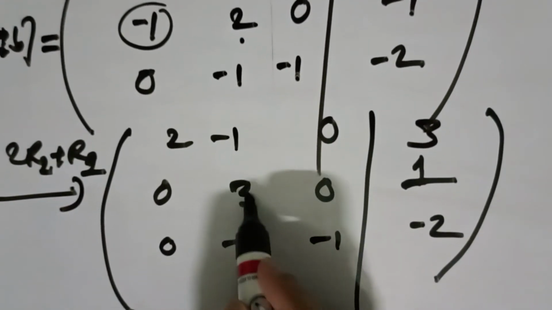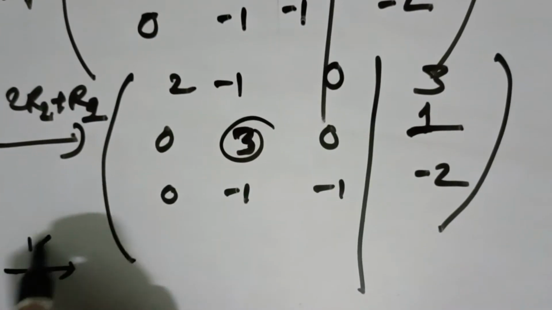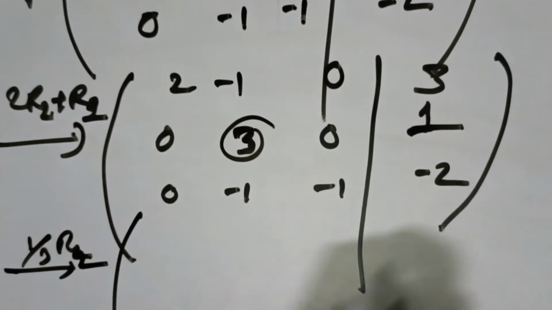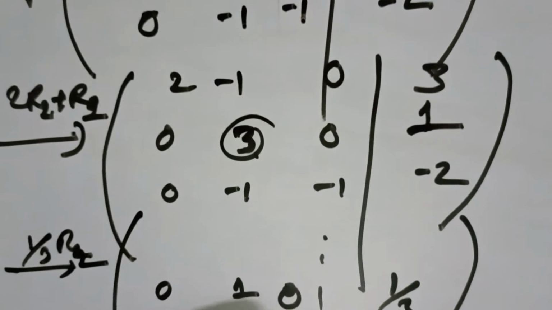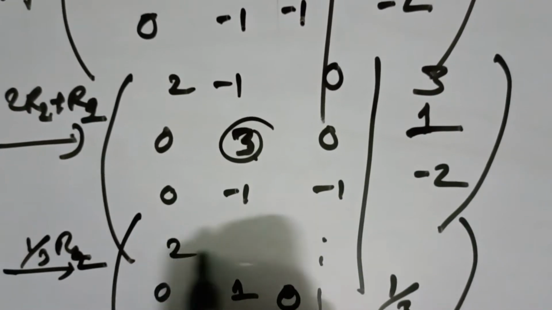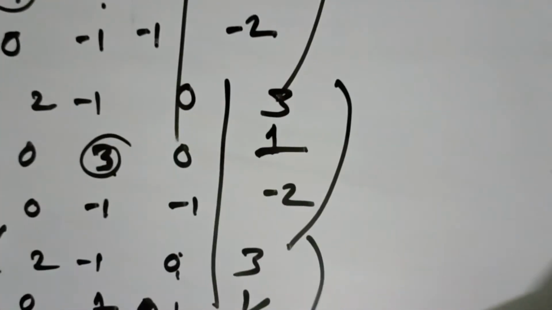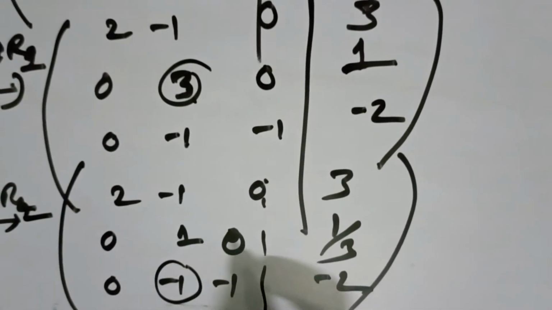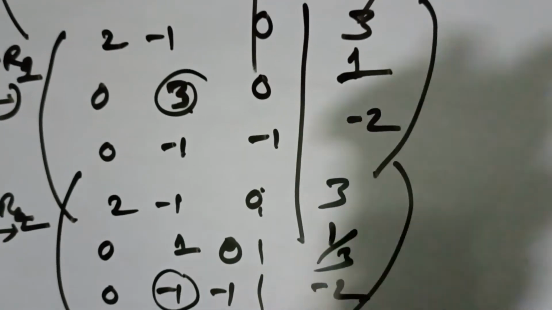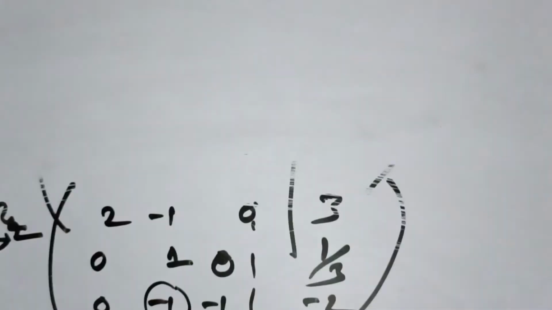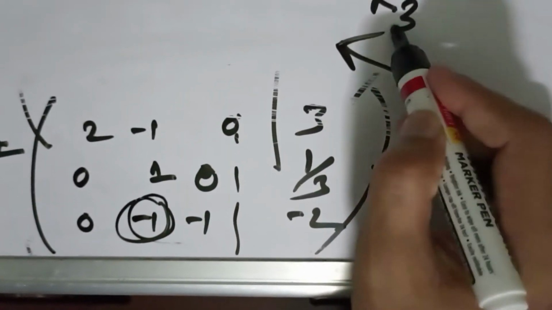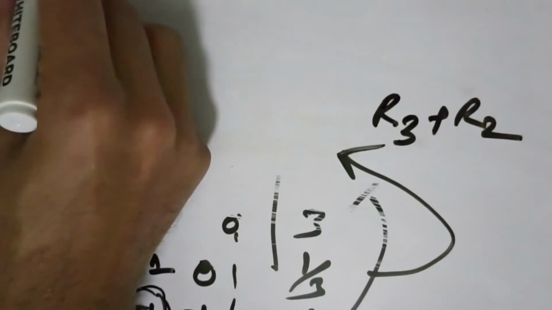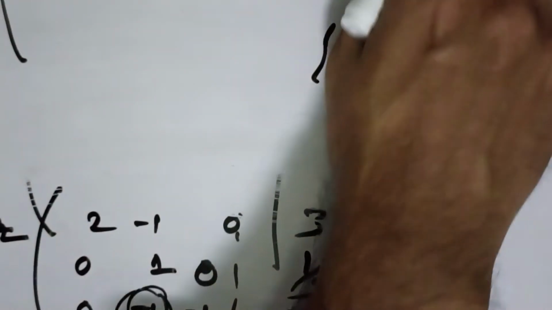Now make it 1, so take the operation 1/3 R2. If you apply the operation 1/3 R2, then the second row entry becomes 1. So this becomes 1, 0, 1/3, then 0, minus 1, minus 1, minus 2, and 2, minus 1, 0, 3. Right, now you have to make this part 0. To make it 0, I am applying the operation R3 + R2.